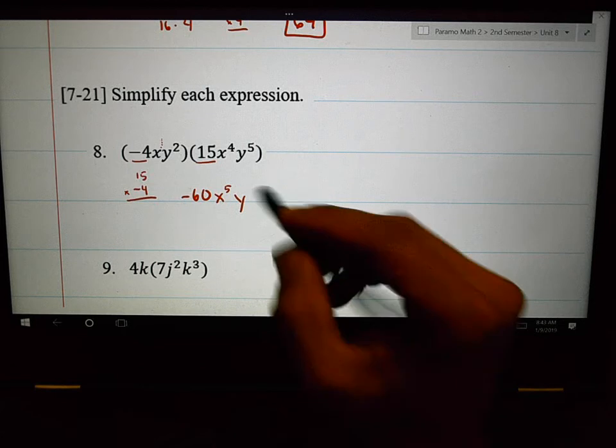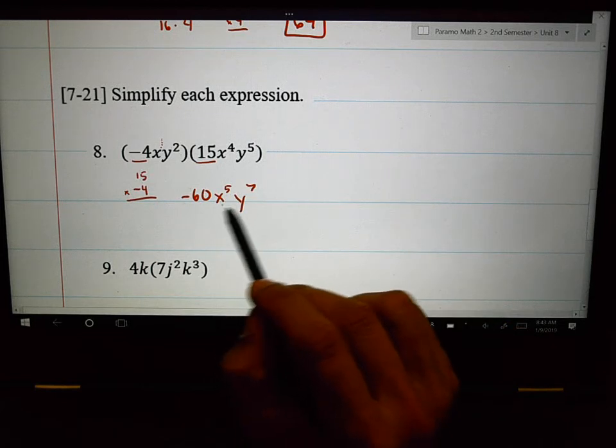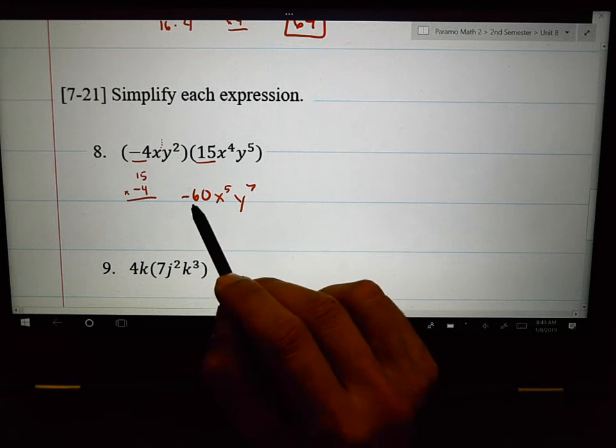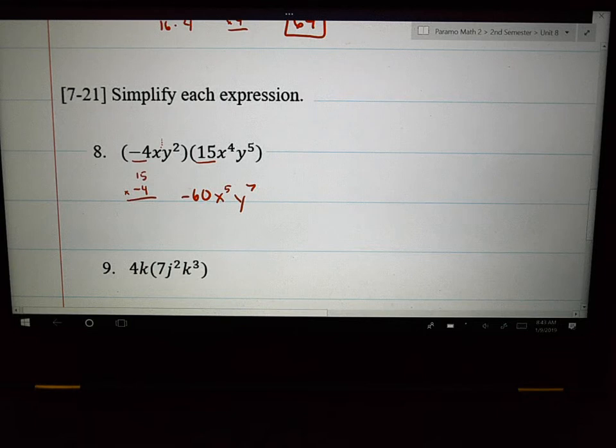I agree. You cannot put the x and the y together because they're not the same base. You can't mix the negative 60 and the x together because one's a variable, one's a number. This is your answer.